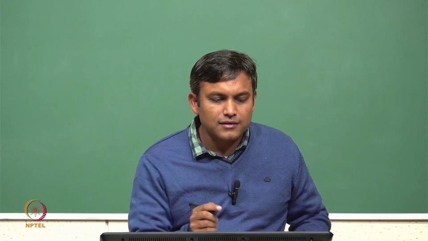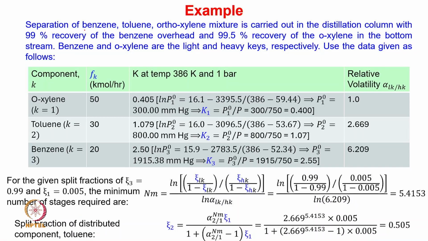So in this case, what we are looking at is the separation of a benzene, toluene, orthoxylene mixture in a distillation column with 99% recovery of the benzene at overhead and 99.5% recovery of the orthoxylene in the bottom stream. So benzene and orthoxylene are the light and heavy keys that we have already specified. Okay, and the data given is as follows.